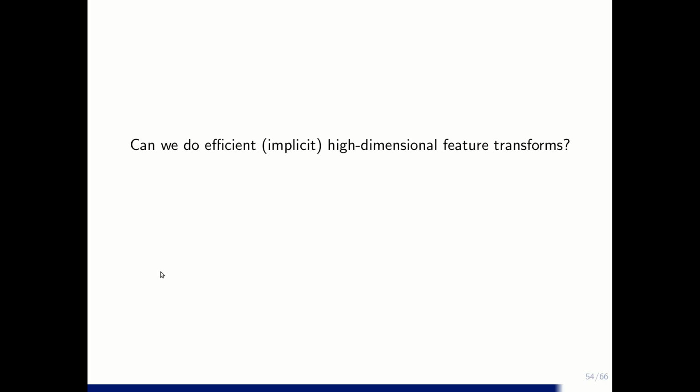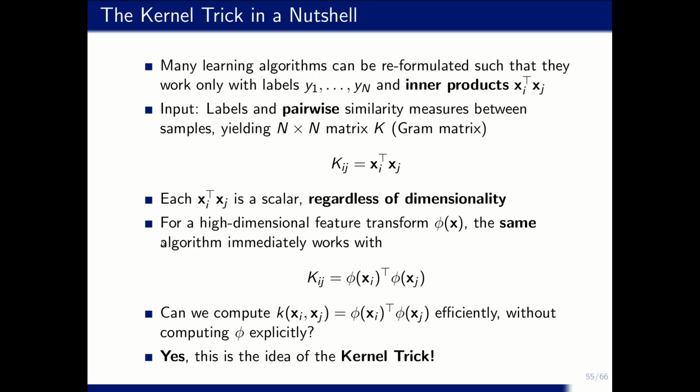So the key question is, can we do this? Can we work in high-dimensional feature spaces efficiently, so implicitly? And yes, this is the main insight of the kernel trick. The kernel trick in a nutshell is the following. Many learning algorithms can be formulated such that they just take the labels and inner products between our feature vectors as input. So the input are our labels and pairwise similarity measures. These inner products between samples are essentially pairwise similarity measures.